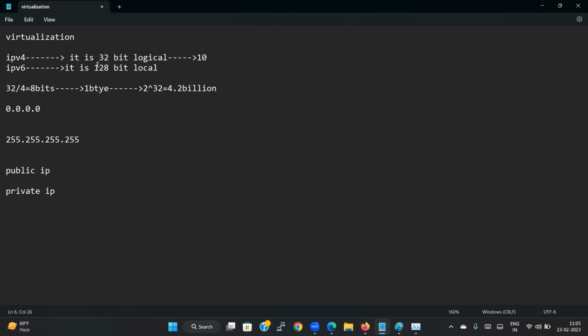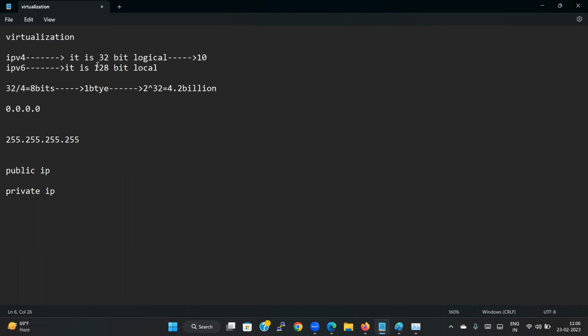But when the request is coming out of your company, that will be routed towards a single public IP. You can have somewhere like 1,000 computers within your organization, but all the requests will be routed towards a single public IP address.